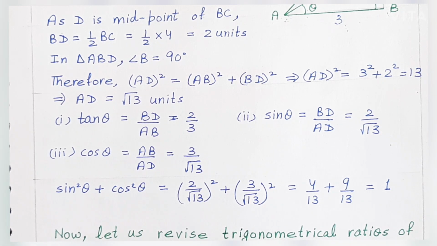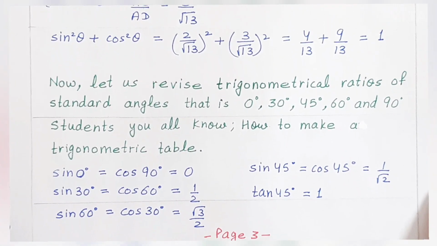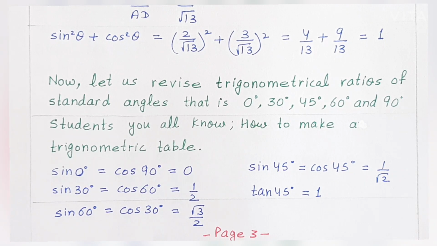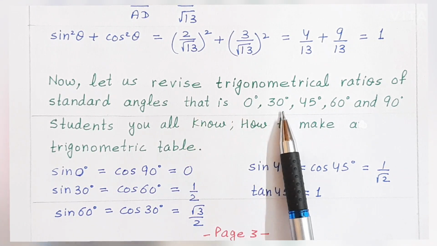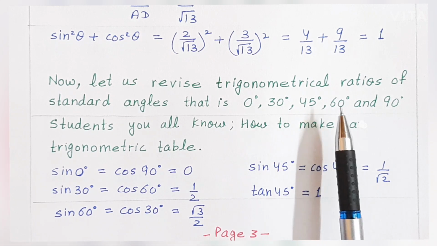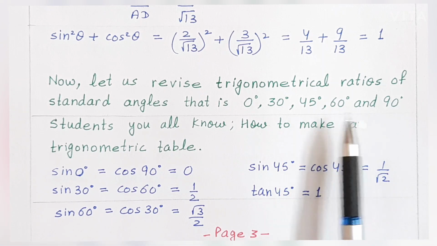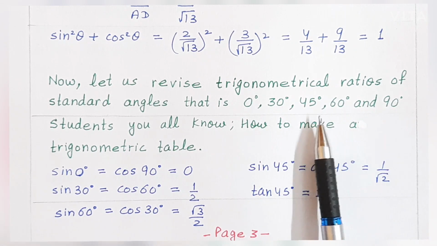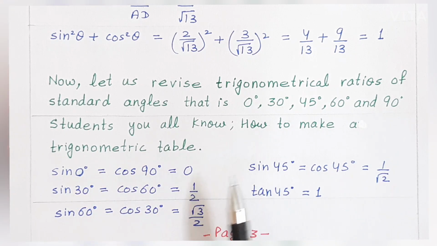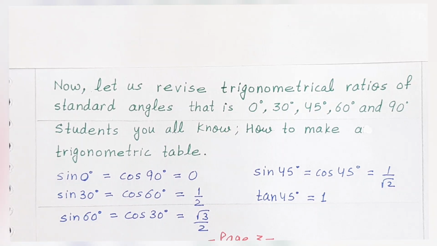Now students, let us revise trigonometric ratios of standard angles. That is 0 degree, 30 degree, 45 degree, 60 degree, 90 degree. Clear? So these are the angles that we are going to discuss. Now students, you all know how to make a trigonometric table. Now let us revise that.